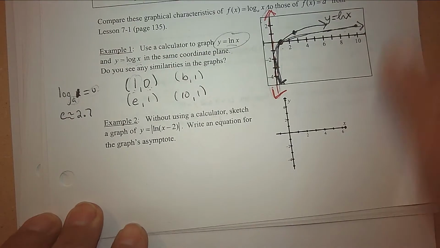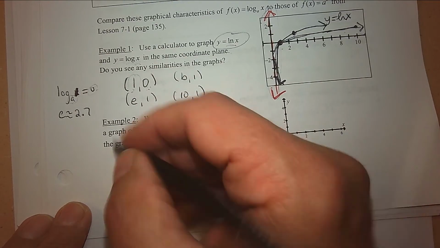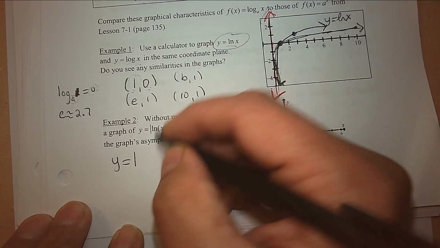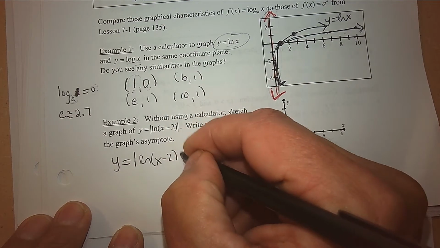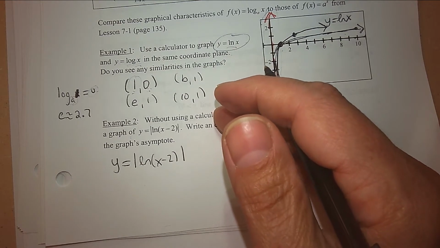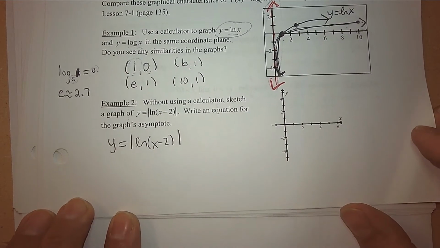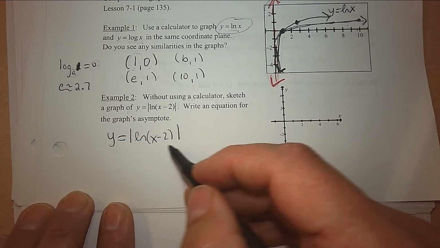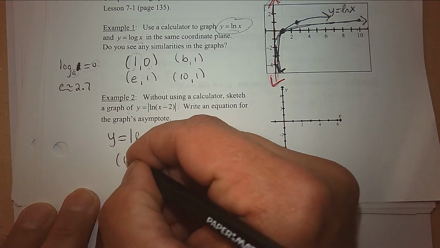All right, now we're talking without using a calculator. Sketch a graph of the absolute value of ln x minus 2. All right, let's start. For any logarithm, what's the starting point? Good.